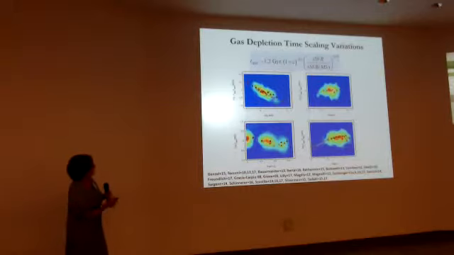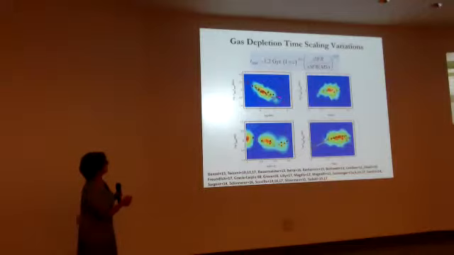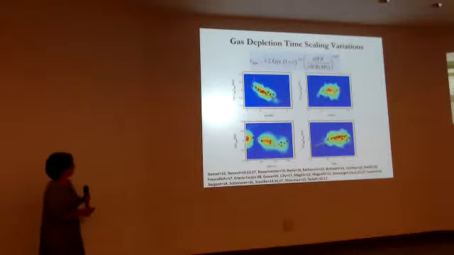Our tightest correlation is with offset from the main sequence, which is this correlation here. Once you subtract out the redshift dependence, you get a very tight correlation between specific star formation rate, or offset, and the depletion time, correlated with offset from the main sequence here.